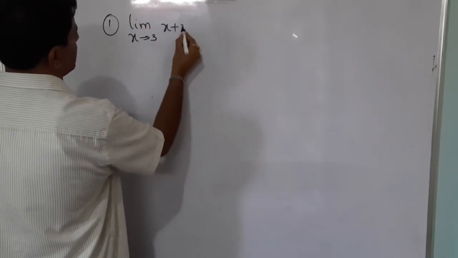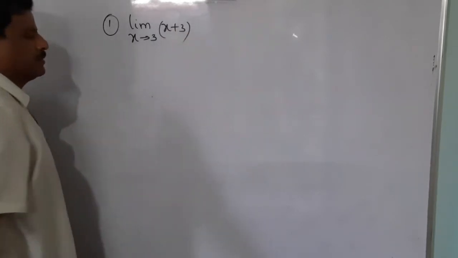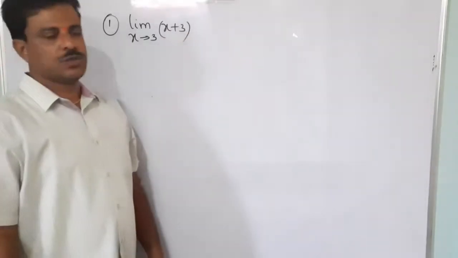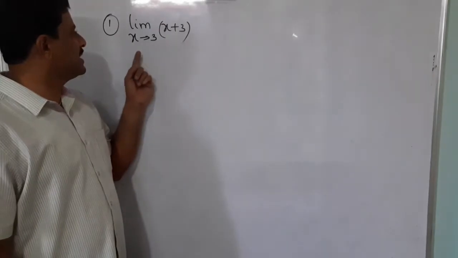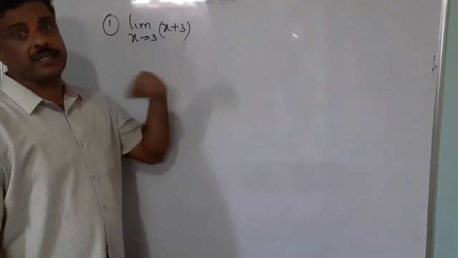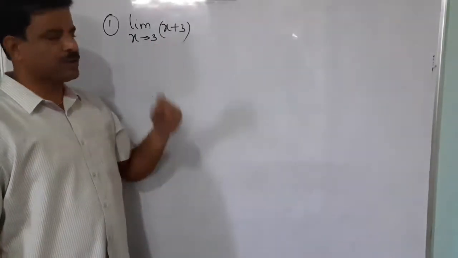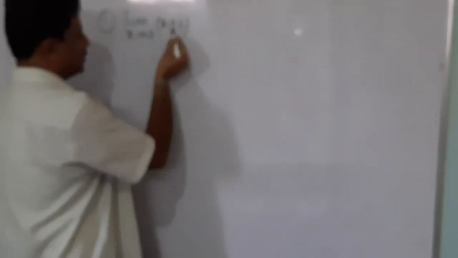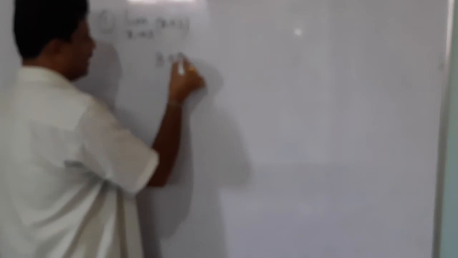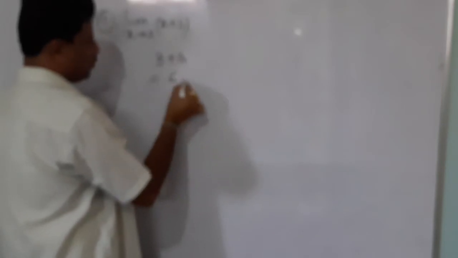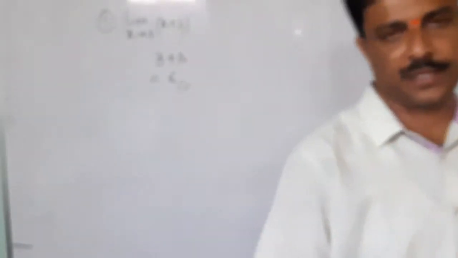x plus 3. Okay, you see here. So this method is called the direct method. We can substitute directly, there is no problem here. So in the place of x put x is equal to 3, so 3 plus 3 is equal to 6. Answer 6.